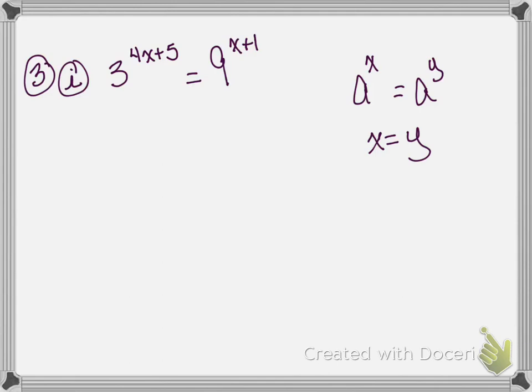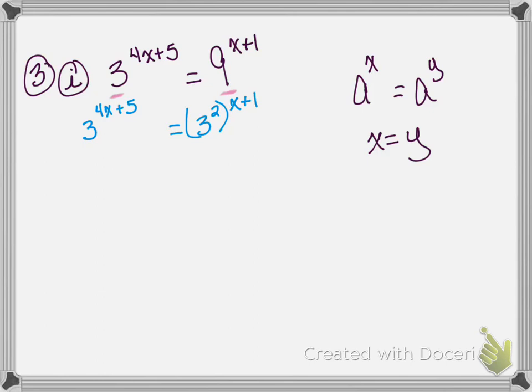Okay, so I've got 3 to the 4x plus 5, and then I have 9 to the x plus 1. So I would look at my 3 and my 9, and see, can I rewrite one of those? And I can rewrite 9. So I am going to keep my 3 written as 3. So I'm going to say 3 to the 4x plus 5. Now I can rewrite my 9 as 3 squared. Now 3 squared is 9, and that is being raised to the power of x plus 1. So what I have here is 3 raised to the second power, and then all of that is raised to x plus 1.